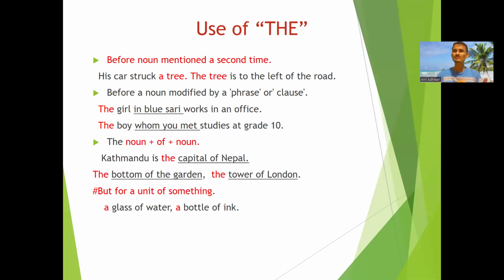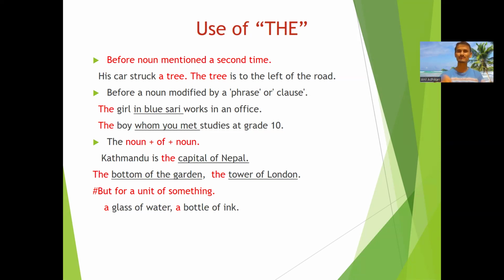Long ago, there was a tiger. Then the tiger. Such types of questions will come. Then focus: the tiger is mentioned a second time. That's why, before a noun mentioned a second time, we use the. Look at the example. His car struck a tree. Now, the same tree is repeated. We use a at first, but when the same tree is repeated, in place of a we use the. That is called before a noun mentioned a second time. The tree is to the left of the road.